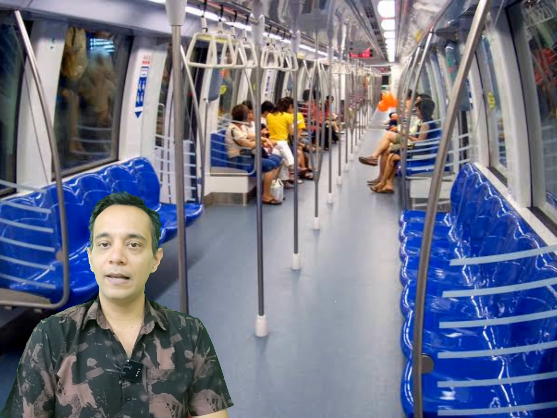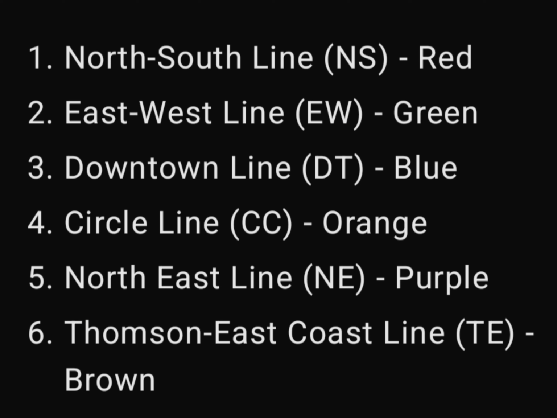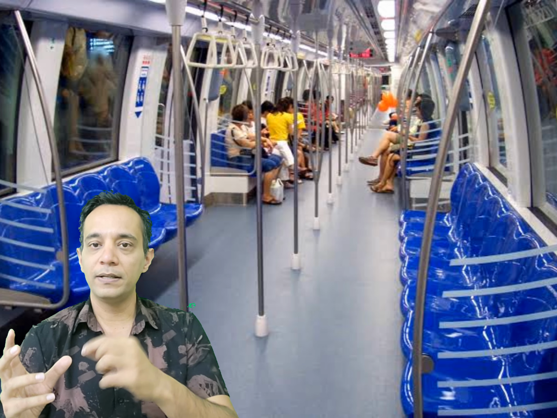There are 6 main MRT lines, each with its own color and abbreviation to make it easy to recognize on the maps. The North-South line or NS line is represented in red. The East-West line or EW line is green. Downtown line or DT line is blue. Circle line or CC line is orange. North-East line or NE line is purple. And finally, the Thomson East Coast line or TE line is brown. Each line serves different parts of the city and you can easily transfer between them at major stations, which we will discuss soon.